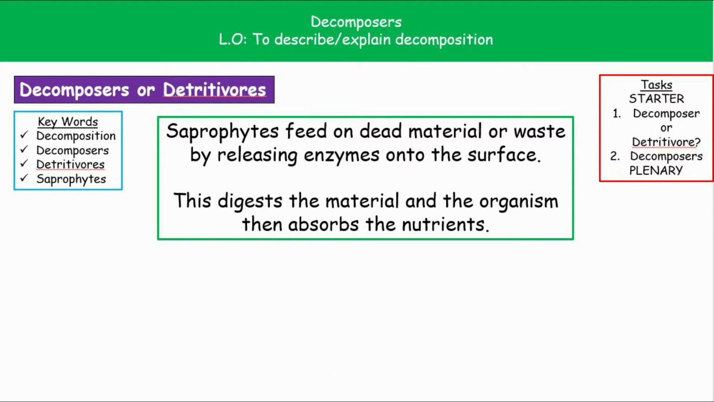We do have another key word that we need to know related to our decomposers, which is the word saprophyte. Now, saprophytes are just a type of organism, and they're a type of organism that feed on this dead material or waste, and the way they do this is that they actually secrete or release the enzymes from themselves onto the surface of that dead animal. Now, once the enzymes are on the surface of the dead animal, what happens is that they're going to break it down, and then the saprophyte absorbs the nutrients.